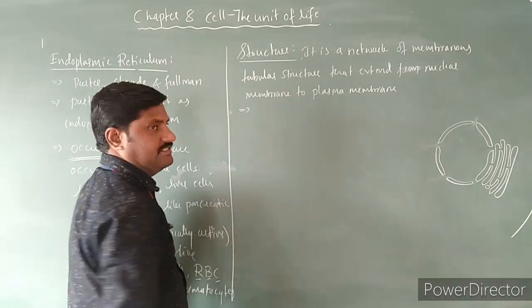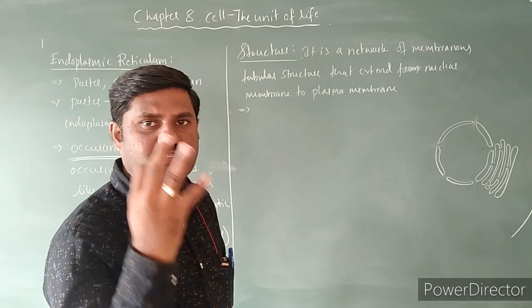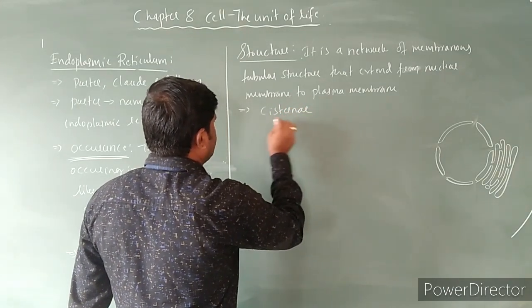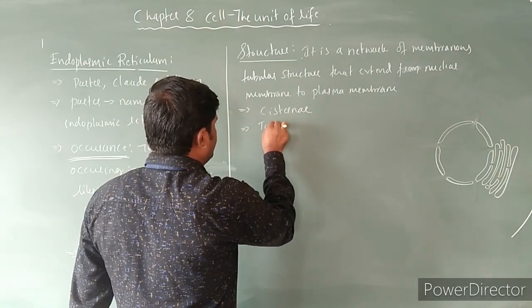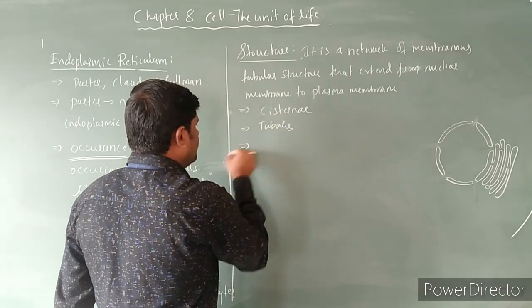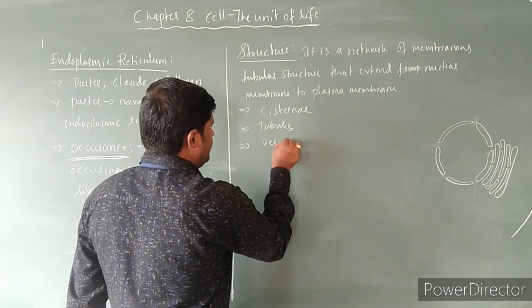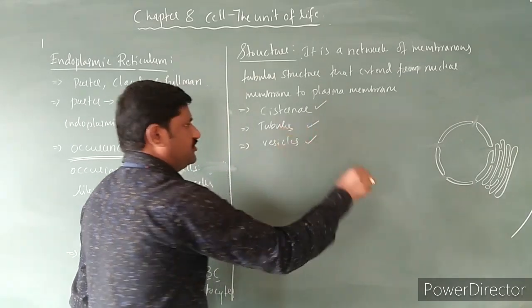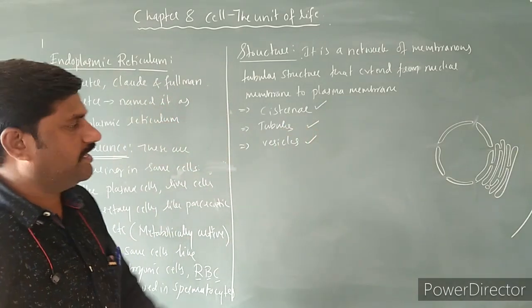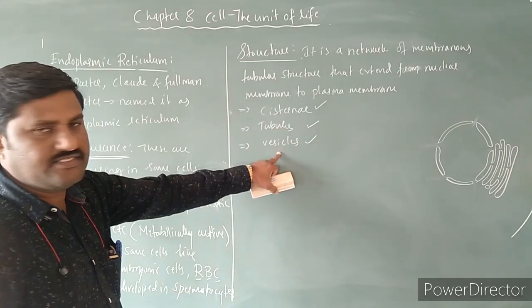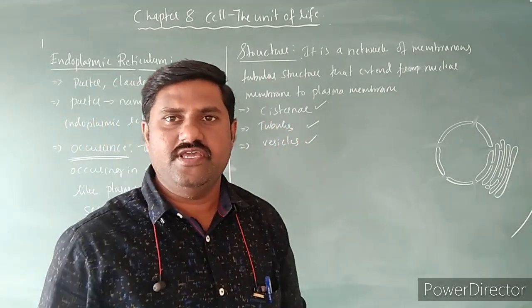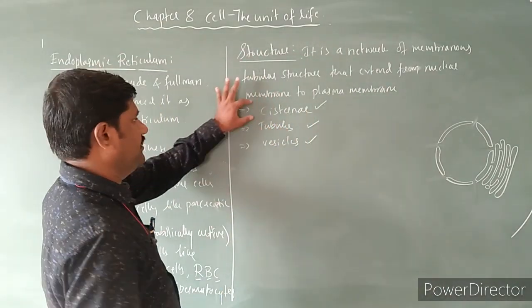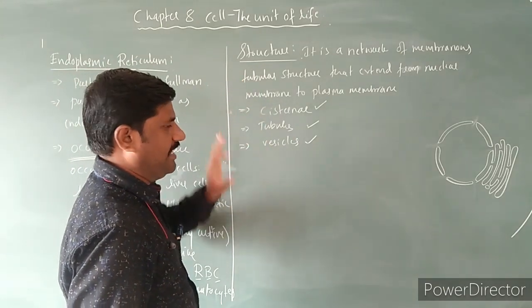And structurally it has three kinds of structures or components. Three components are, one is cisternae, second one is tubules, and third one is vesicles. Like this, there are three kinds of structures that we come across over here. So cisternae, tubules as well as vesicles are the three structures. What are these cisternae? How are they? What are these tubules as well as vesicles?